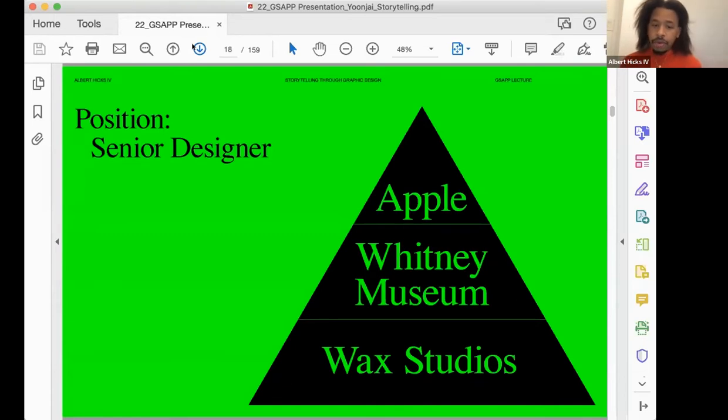And then from the Whitney, I went to Apple, a short freelance job there in their Marcom communications department. I won't discuss much work that was made there, but I think it's important to acknowledge the significance it had on the ways I started to understand how the institution I worked in had certain limitations or restrictions on the type of work I wanted to make. I went from Wax being so small, maybe four team members, to the Whitney and Apple growing in scale. And it really made me reflect on the type of agency I had as a designer at each place.